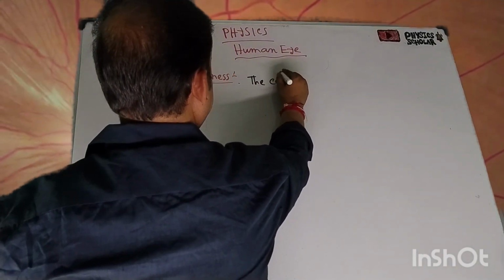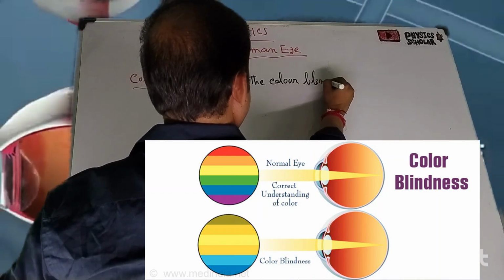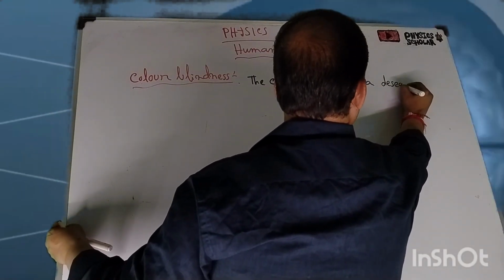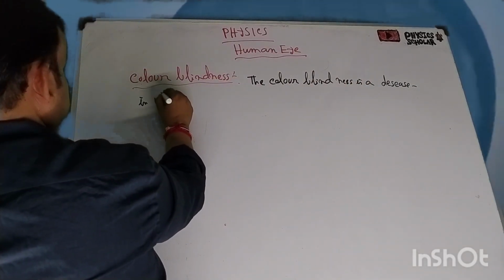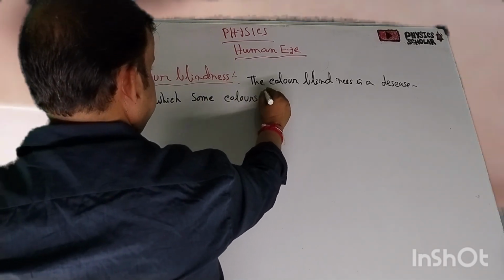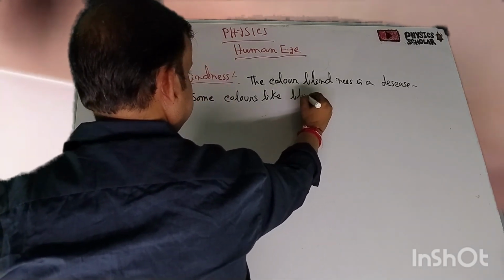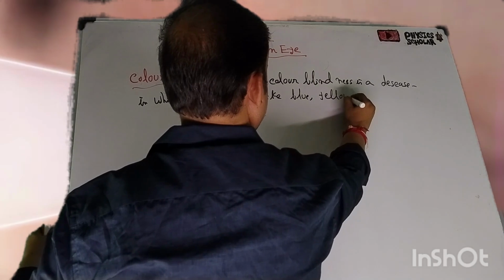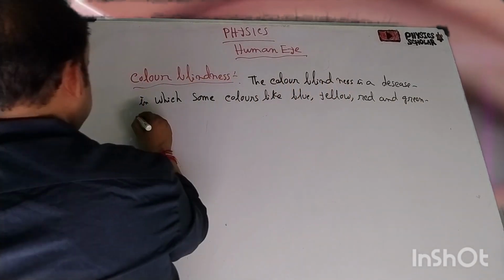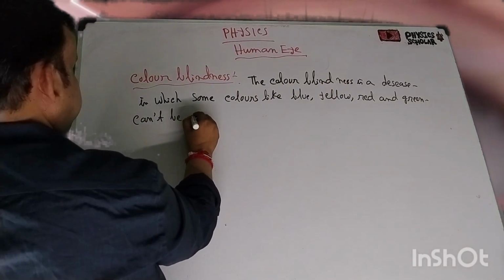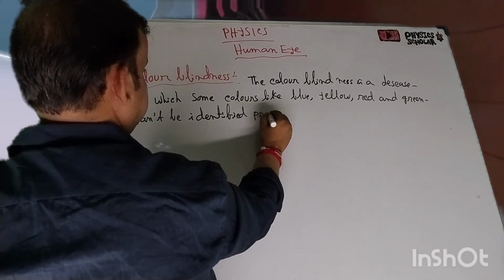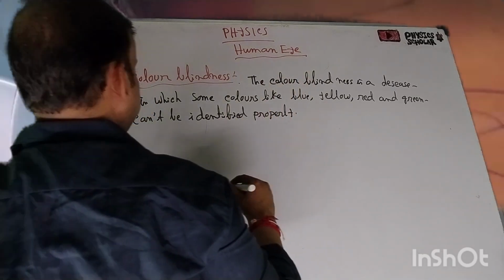Color blindness is a disease in which some colors, like blue, yellow, red and green, can't be identified properly. Okay, so this is what color blindness is.